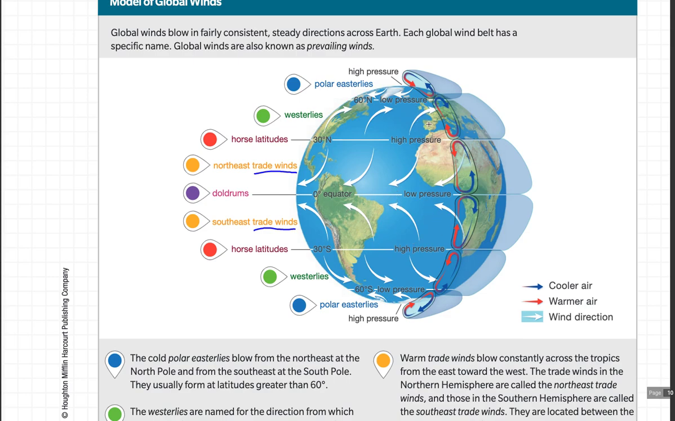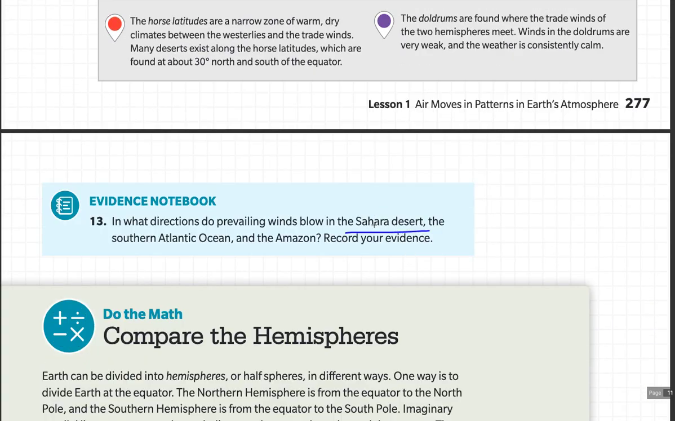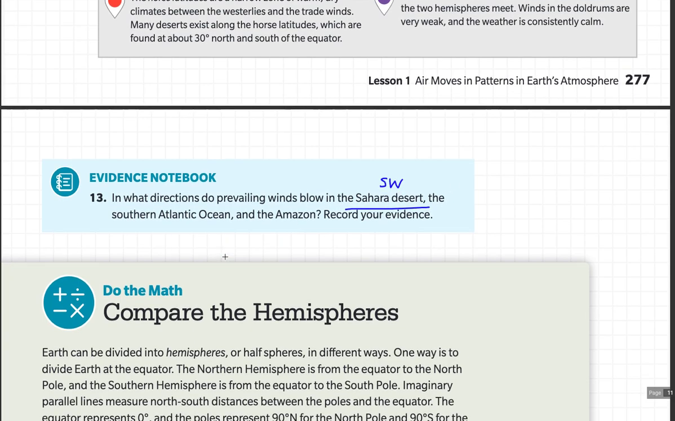So it's important to know that these global winds are known as prevailing winds. Obviously, you could be here and the wind can blow in this direction, but most of the time it means that the wind is blowing in one direction. So it is moving this way if you're in the Sahara Desert. So it's kind of moving southwest. So that would be southwest. And then you can look at the map to figure out the rest.